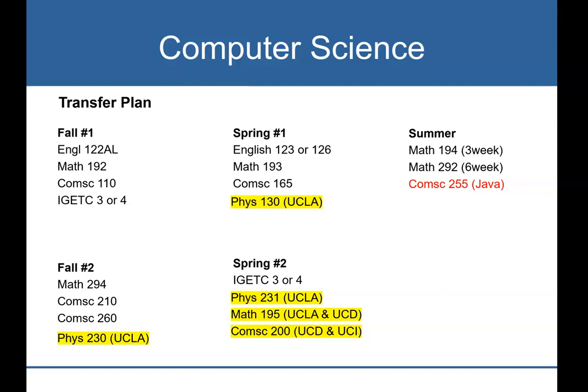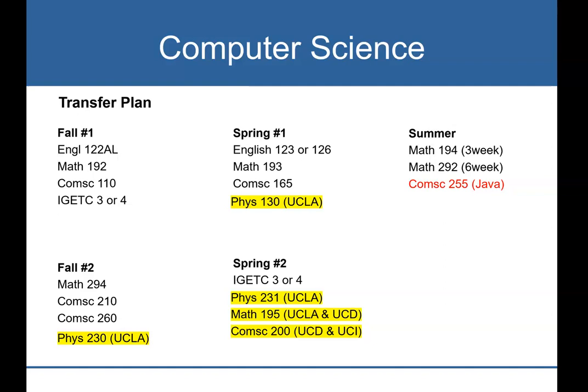The ComSci 200, either a requirement or a recommended course. I believe it's a requirement for UC Davis and UC Irvine also, so it's good to have that on your educational plan also. And remember, these ComSci courses, whether it's 210, 260, 200, 255, any of those are good options to take in that summer. You only get one summer if you're trying to do it in 2 years.